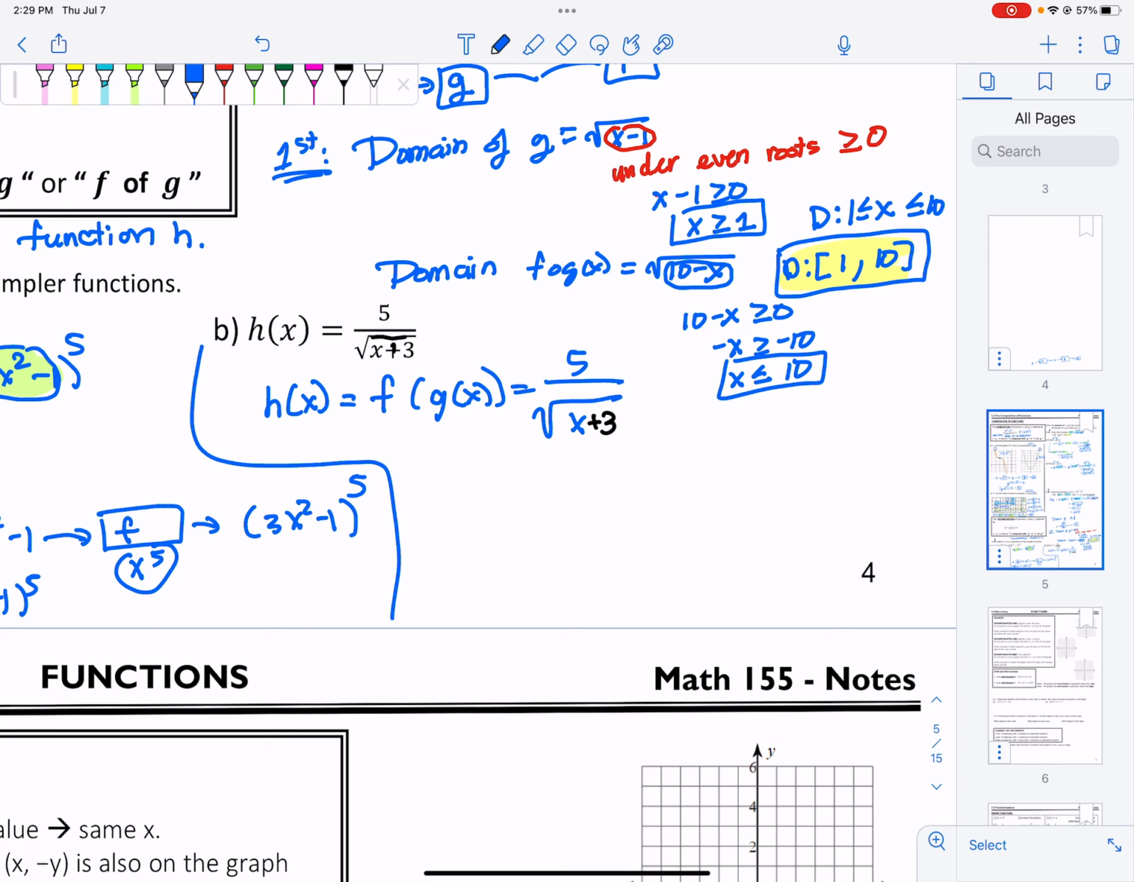All right, so I'm looking at this and I'm thinking, hey, you know what? I'm going to call x plus 3 g of x. So g of x equals x plus 3. Now, x is the input into g, and g is x plus 3. So the output will give us x plus 3. And then we're going to input that x plus 3 into the function f so that we get out 5 over the square root of x plus 3.